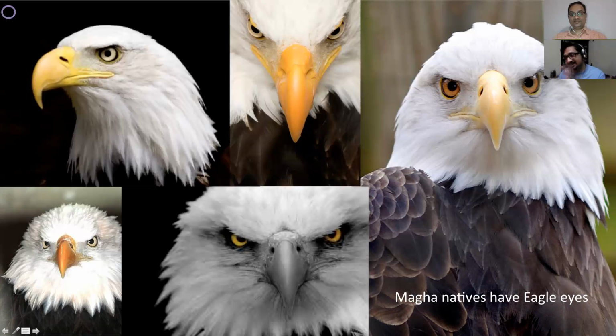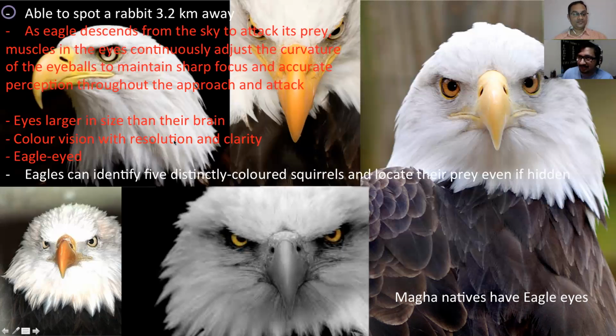And now the next thing which I did was I actually went and looked into the eyes of the eagle to see if there were any other things that you could see. And eagles are very famous for their excellent eyesight. An eagle can actually spot a rabbit 3.2 kilometers away from a height. So 3 kilometers up in the sky, you can still spot an item as small as a rabbit. When an eagle descends from the sky to attack, the muscles in its eye continuously adjust the curvature of the eyeballs to maintain sharp focus and accurate perception throughout the approach and attack.